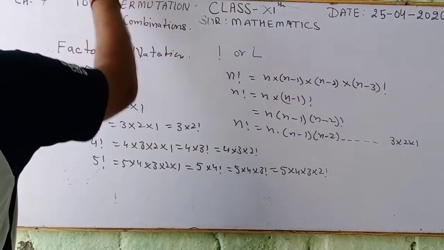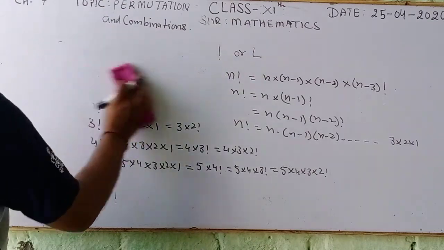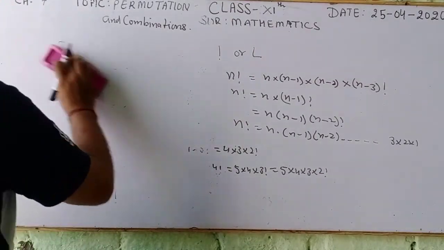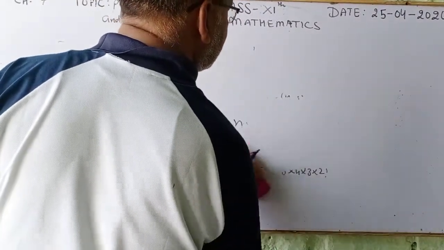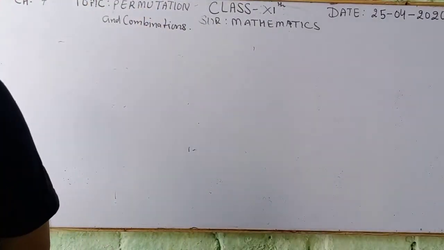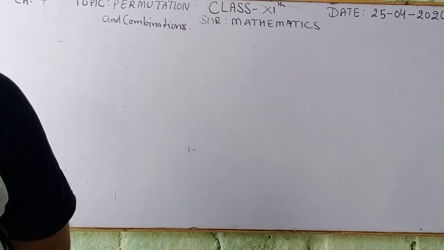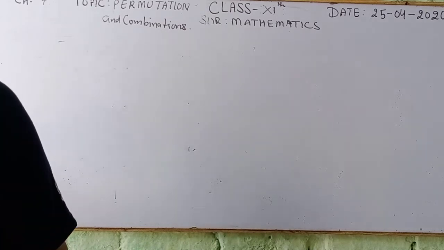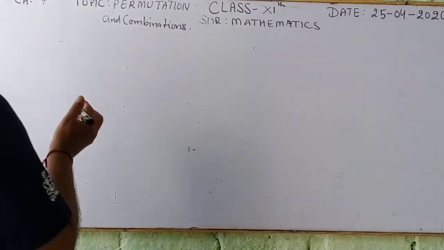And now the definition of permutation. First we take the exercise, then we proceed further. So we are taking exercise 7.1, and its notation should be used. So permutation.